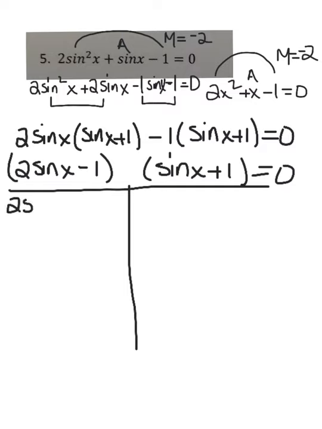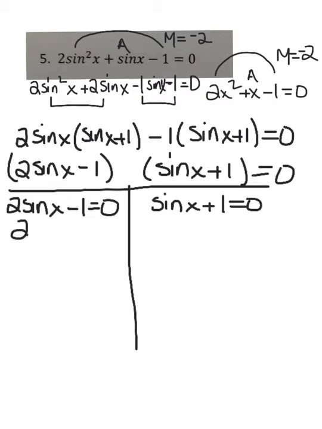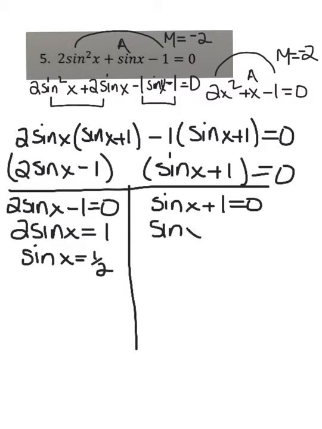So 2 sine x minus 1, set that equal to 0. And then on the right, we're going to take sine x plus 1, and set that equal to 0. Okay, so on the left-hand side, I'm going to get 2 sine x equals 1. Let's divide out that 2, and I'm going to get sine x equals 1/2. Okay, let's flip over to the right here. I'm going to move that 1 over, so that's going to give me sine x equals -1.